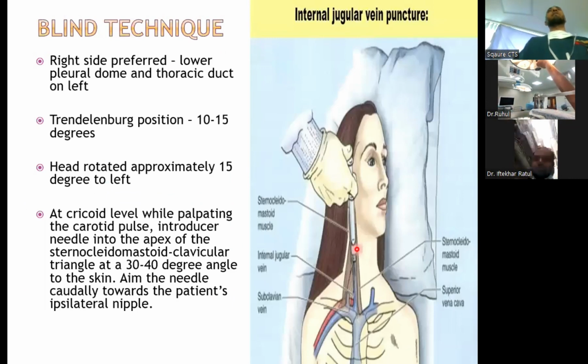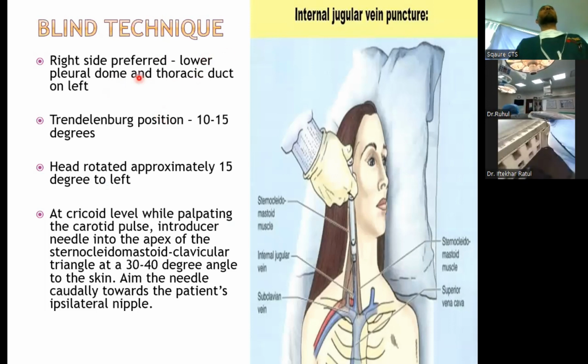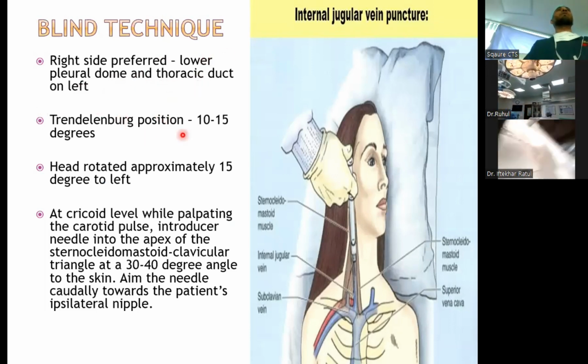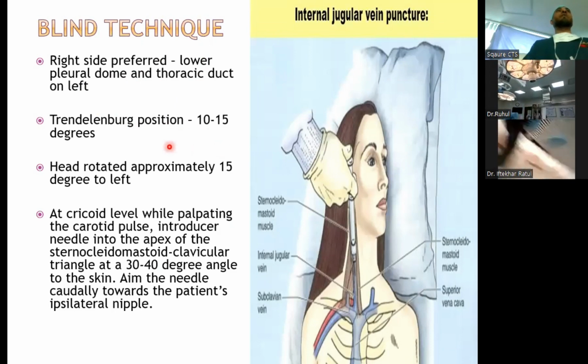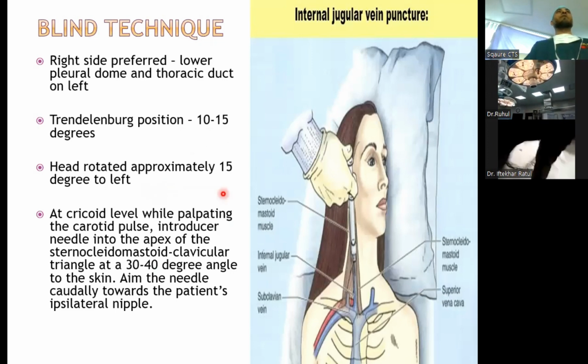In case of the blind technique, the right side is preferred. It is due to the lower pleural dome and the thoracic duct on the left. Trendelenburg position is 10 to 15 degrees, with the head rotated approximately 15 degrees to the left.